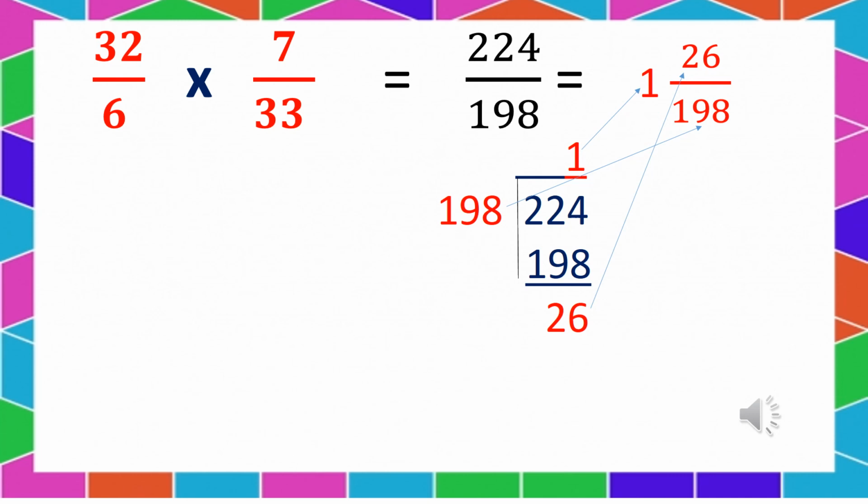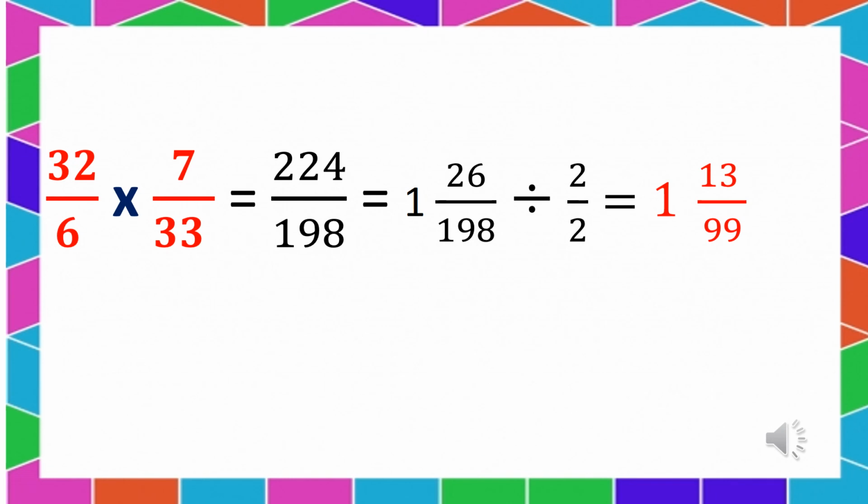Now we will distribute the result. The quotient, which is 1, will become your whole number. Your remainder, which is 26, will become your numerator, and your divisor, which is 198, will become your denominator. So the result of dividing 224 by 198 will become 1 and 26 over 198.